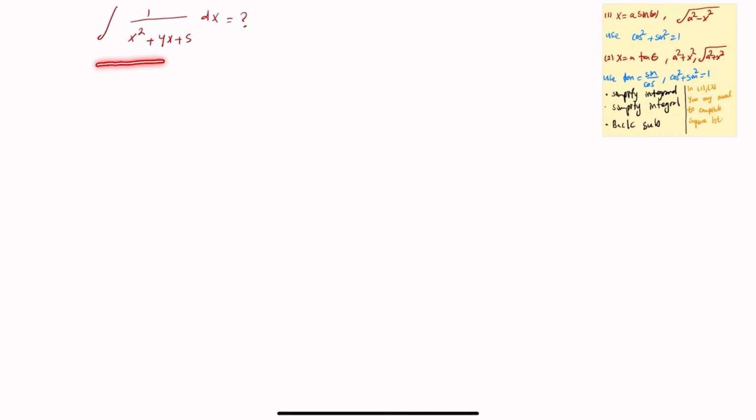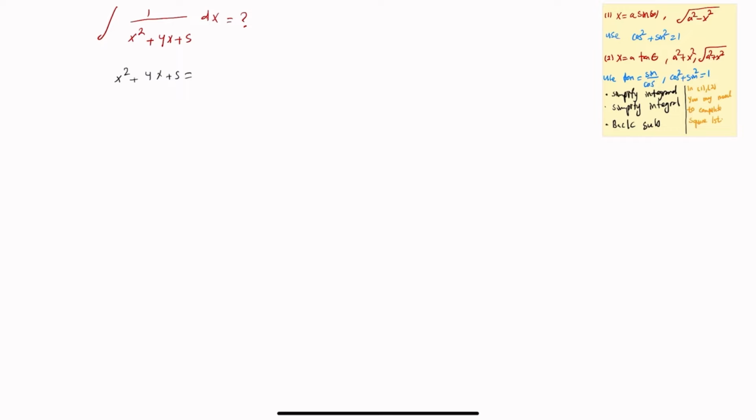Here we have the integral of 1 over x squared plus 4x plus 5. Notice this is 1 over a polynomial, so one way to solve that is to complete the square. So what I'm going to do here is complete the square, and then I'm going to try to use trig substitution. So I'm going to take the denominator, which is x squared plus 4x plus 5, and try to complete the square of that.